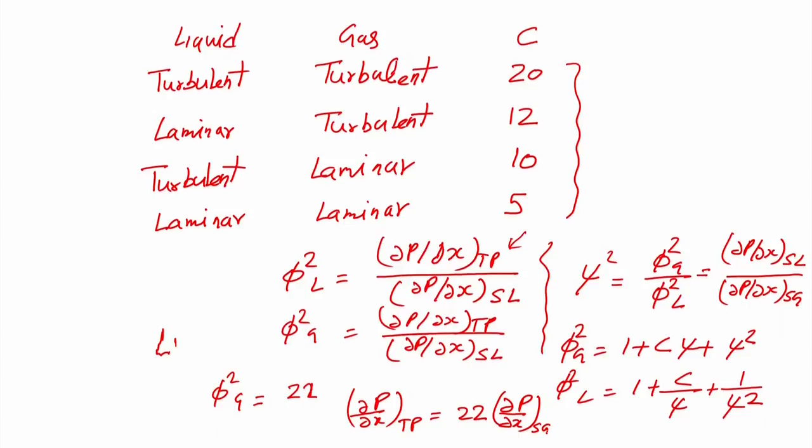And that is the way Lockhart Martinelli did it. They took a pipeline, flowed the two phase flow, and did it for different velocities, and they developed these four correlations. Based on these four correlations, they found that you can measure the delta P in any two phase flow problem.